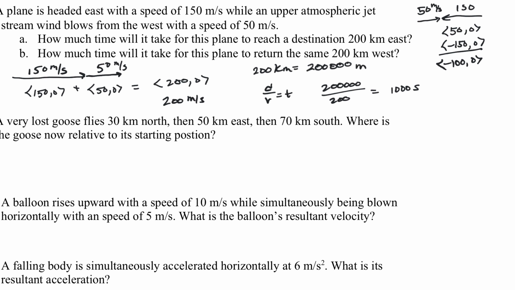So I am moving backwards directly into the wind. It's now going to reduce my speed by 50, so the plane would be traveling at 100 meters per second. I'm going twice as slow, so it should take me twice as long to travel. I can do the same thing again: 200,000 divided by 100. That's going to take me 2,000 seconds.